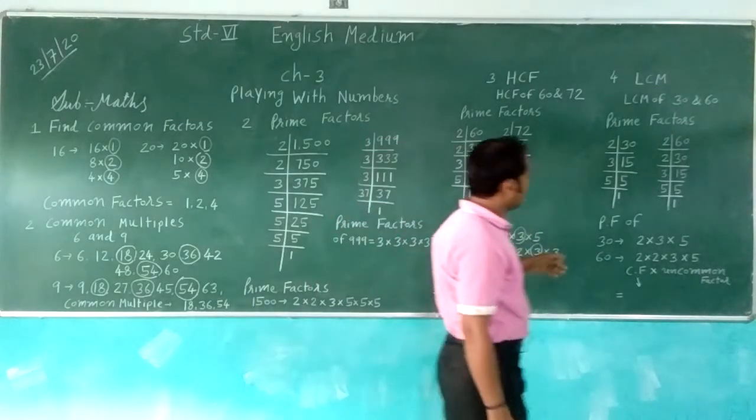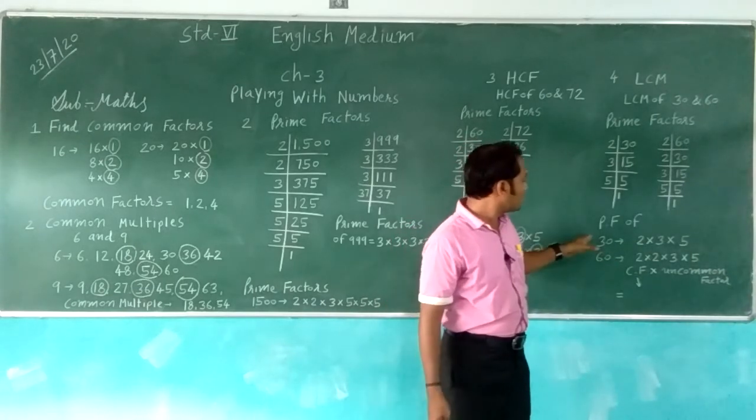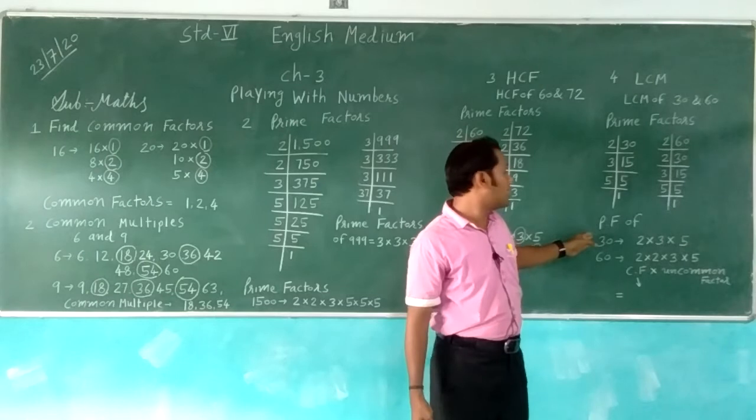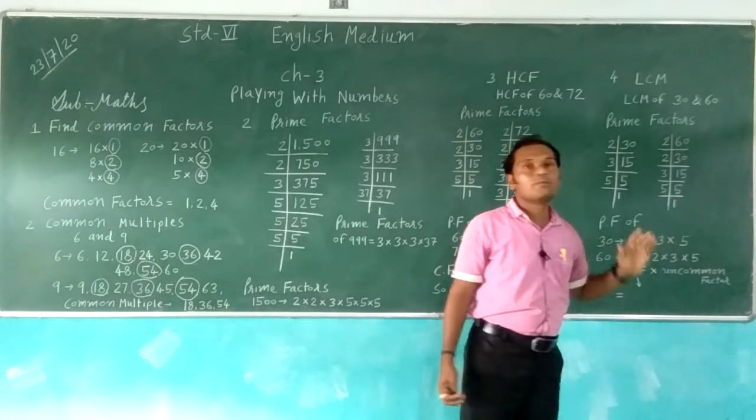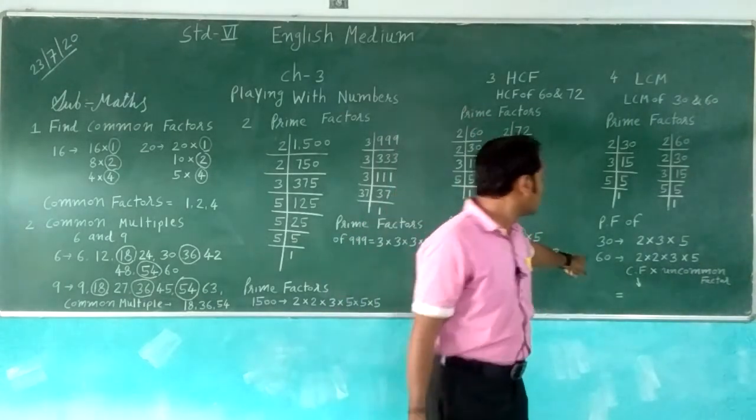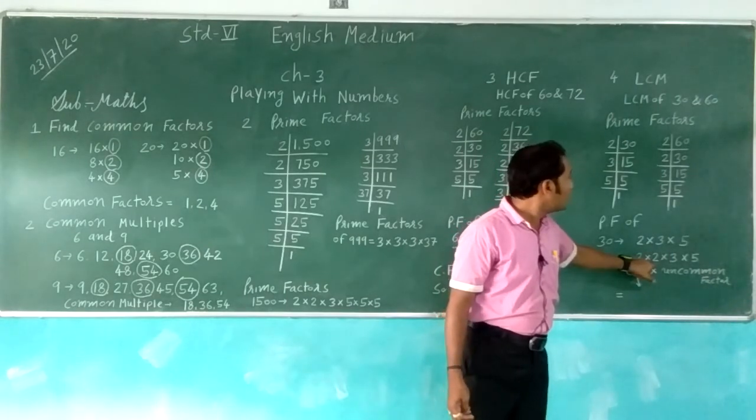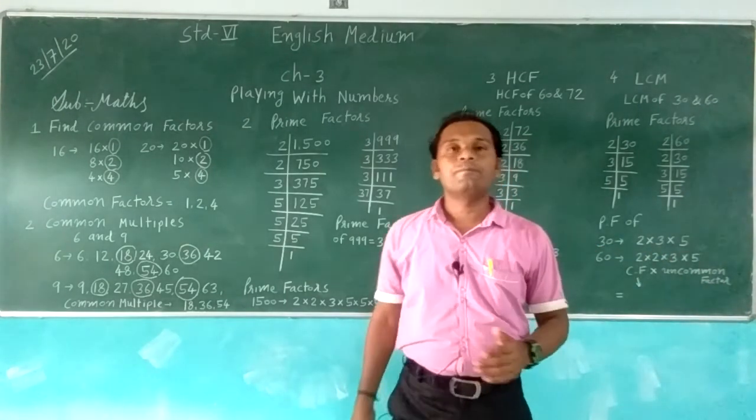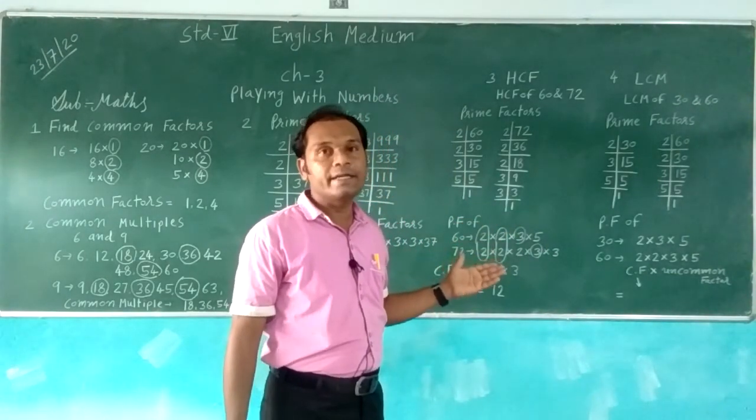I have written here PF, meaning prime factors of 30 and 60. First, the prime factors of 30 are written here: 2 multiply 3 multiply 5. And the prime factors of 60 are written here: 2 multiply 2 multiply 3 multiply 5. The prime factors of 30 and 60 are ready now.